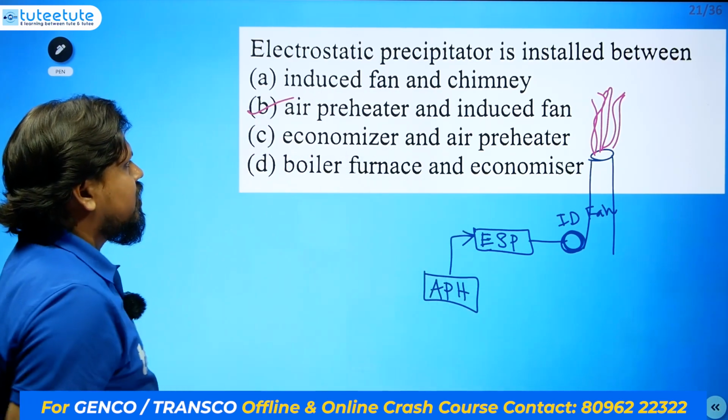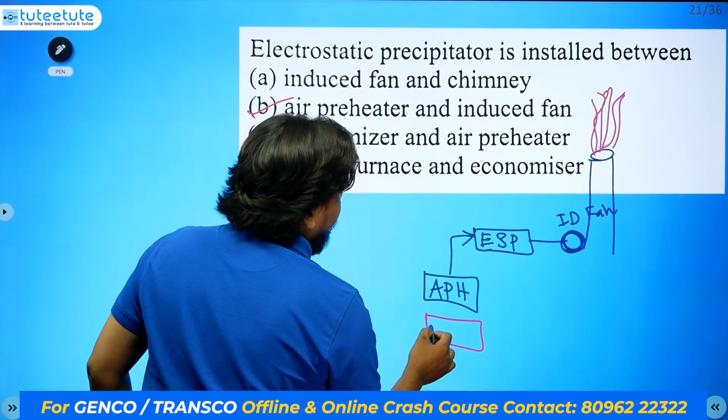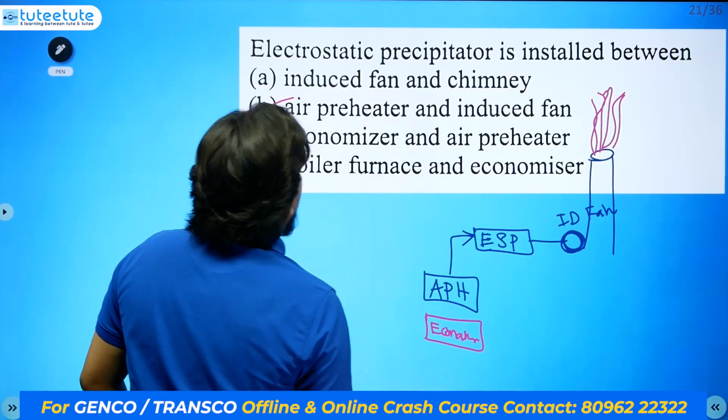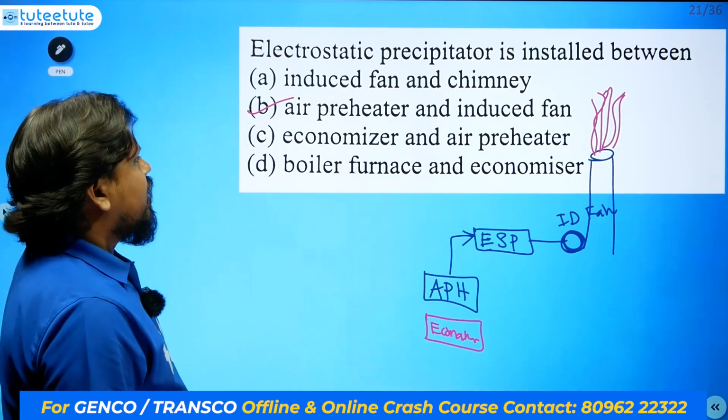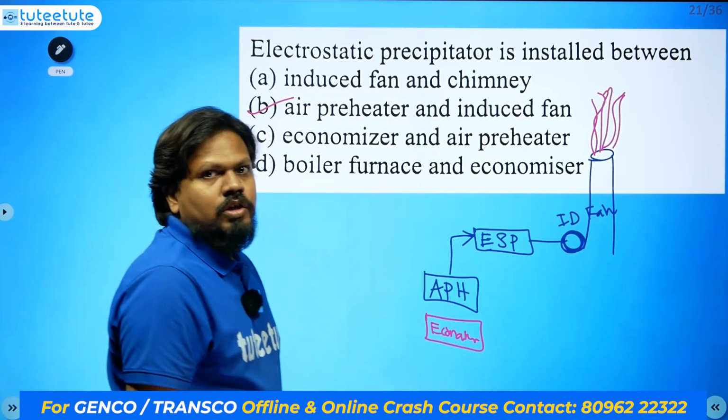Economizer and air preheater. Before this there is the economizer. Another option: boiler, furnace and economizer. In between boiler, furnace and economizer, nothing is there.